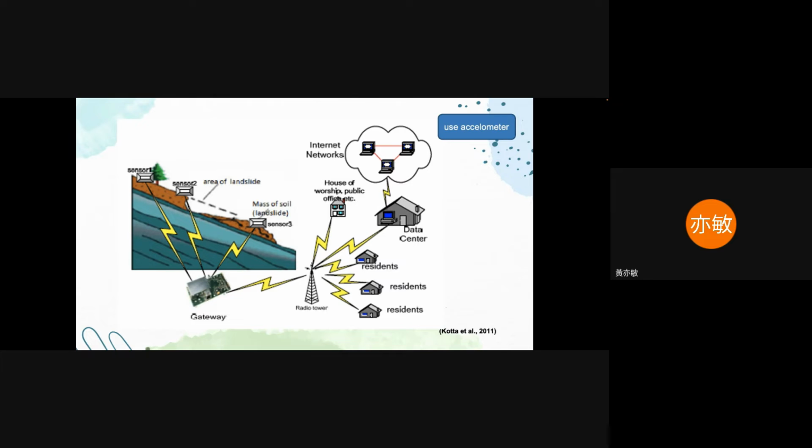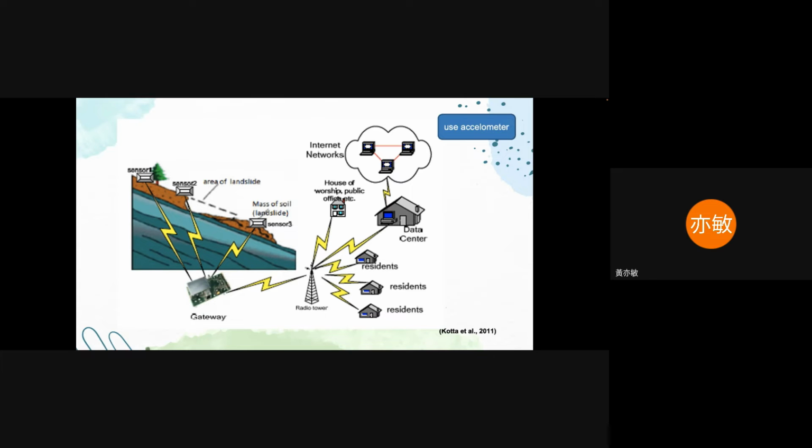We just put an accelerometer on the surface of the soil. And if the sensor sends out the signals when the soil mass is moving, your computer will receive the notifications. It's very easy for landslide monitoring. However, there are some shortcomings of these systems.